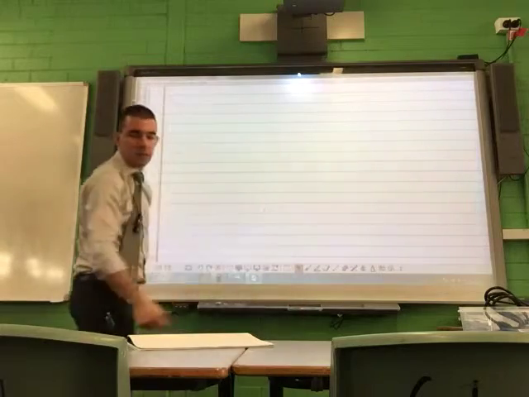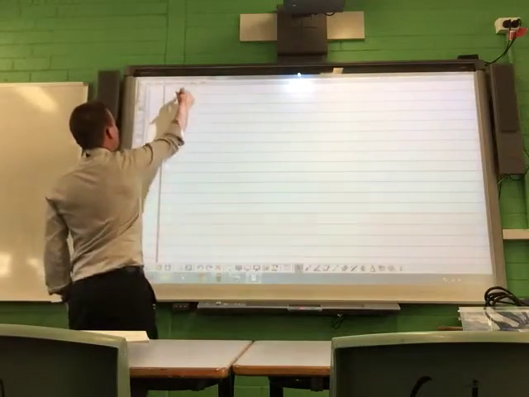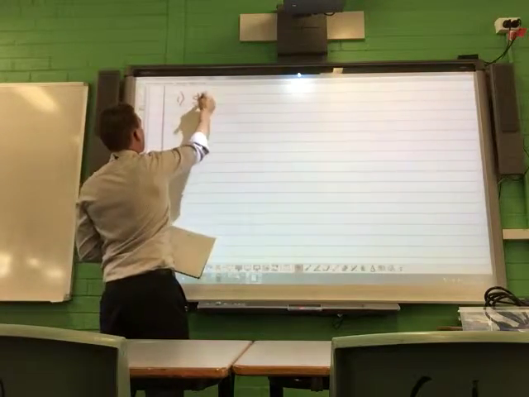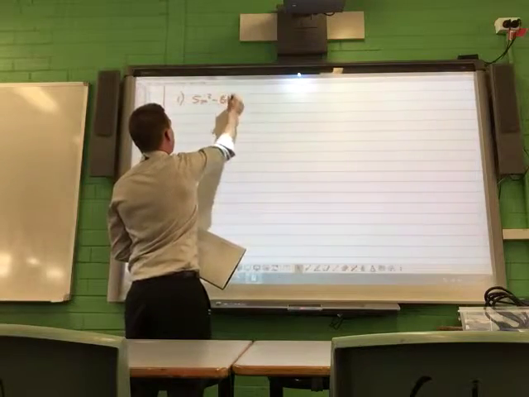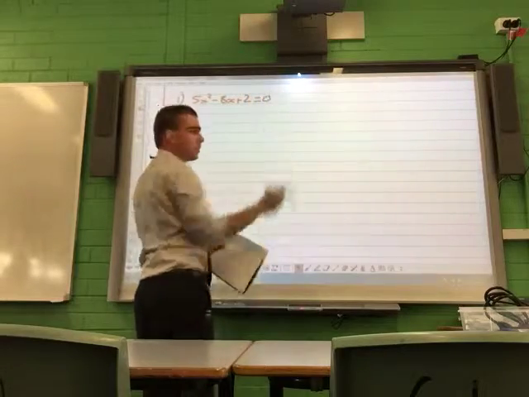Alright, next one. L. 5x squared, take away 8x plus 2 equals 0.